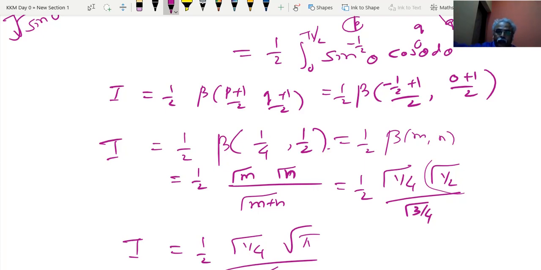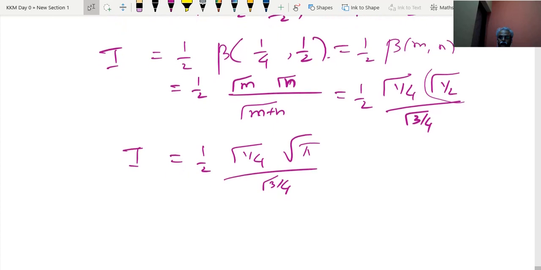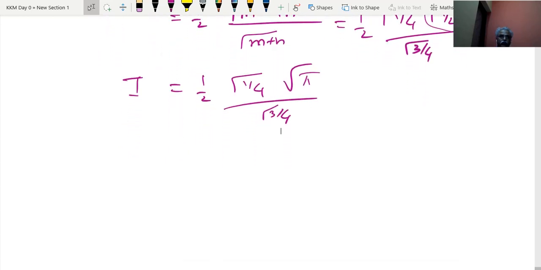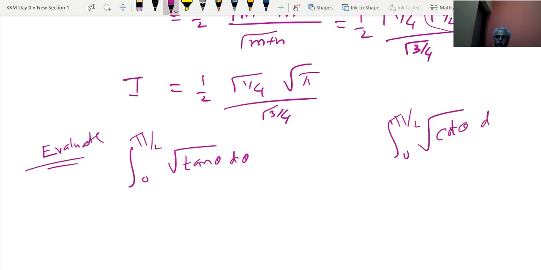You can see, note it, evaluate. These are again very simple once you understand. 0 to pi by 2 is there, so it means sine raised to something, cos raised to something, square root of tan theta d theta. If you change tan to cot, the same answer you get; that is a homework to you. Same to same answer, very similar. Changing sine to cos, tan to cot, never changes the value.